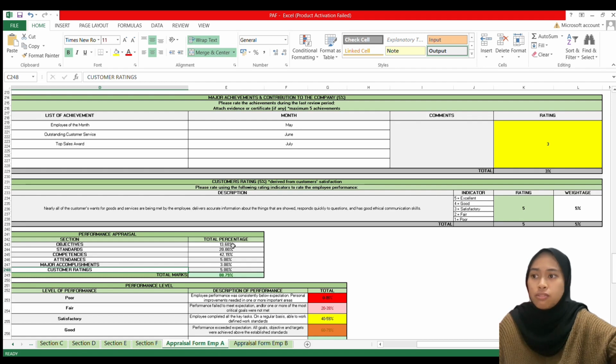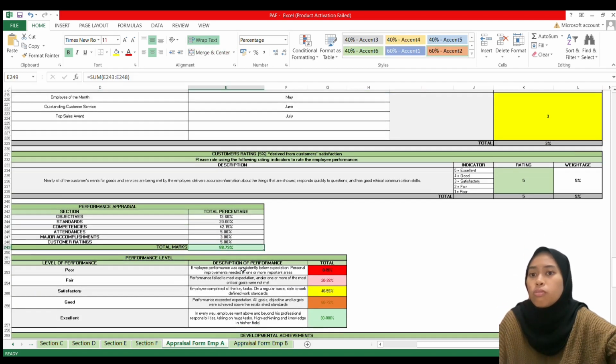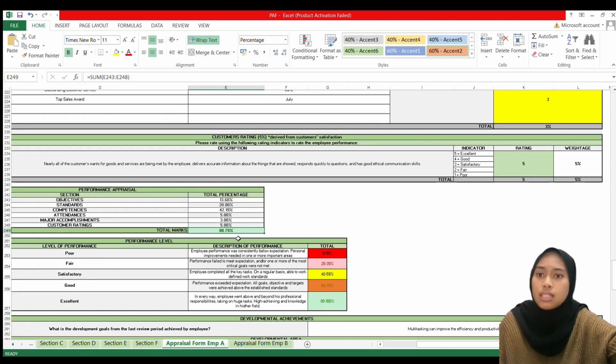Next is developmental achievements. What are the developmental goals from the last review that were achieved by the employee? So for employee A, multitasking can improve efficiency and productivity. For the developmental area, there are three parts: needs, plans, and goals. Needs is what skills need to be improved: multitasking skills. What is the future plan for the next review period? The employee needs to be more efficient in multitasking during peak hours.